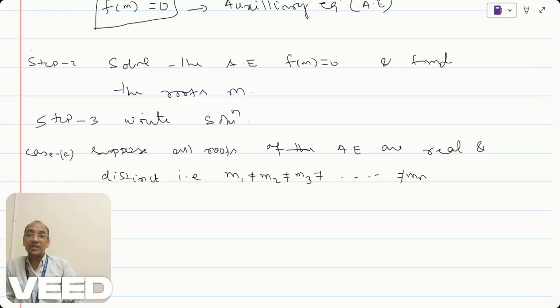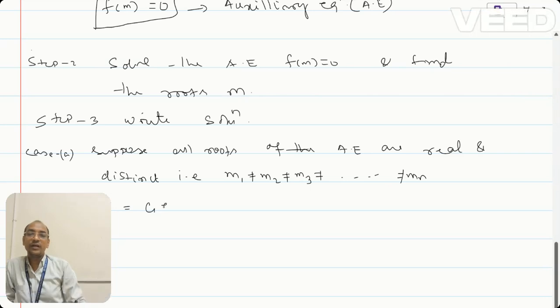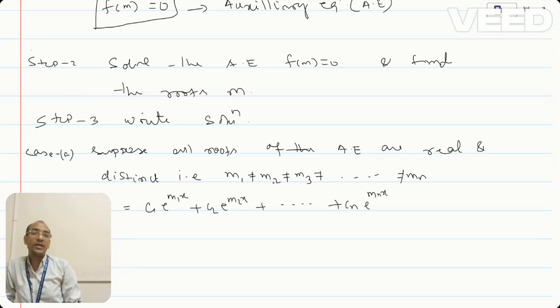In this case, the solution is called the complementary function. I can write the solution y(x) equal to c1 e^(m1 x) plus c2 e^(m2 x) plus and so on, cn e^(mn x). What are m1, m2, and so on up to mn? They are the roots of the auxiliary equation f(m) equal to 0. If you are getting three roots, m1, m2, m3 will give the three terms.